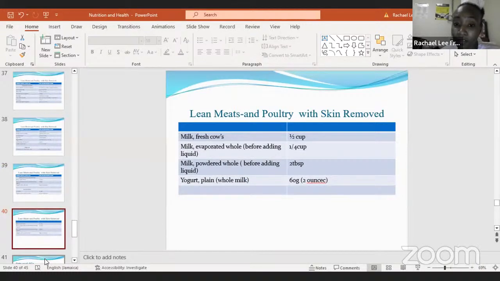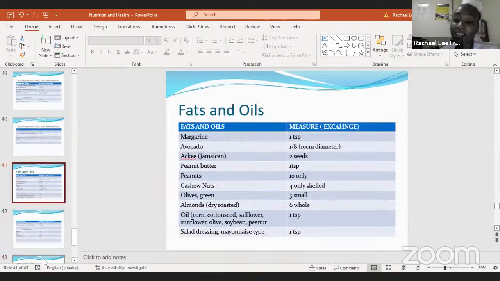And for your whole cow's milk, oh boy, I don't know if I can drink a half cup of milk, but this is saying a half cup. And if it's the evaporated milk, before you add the liquid, you would need a quarter cup. If you're having the powdered whole milk, before you add the liquid, you still would need 2 tablespoons. Now, if it's the yogurt, the plain whole milk type, it's still 60 grams, which would work out to about 2 ounces. Now, this is the fats and oil section.